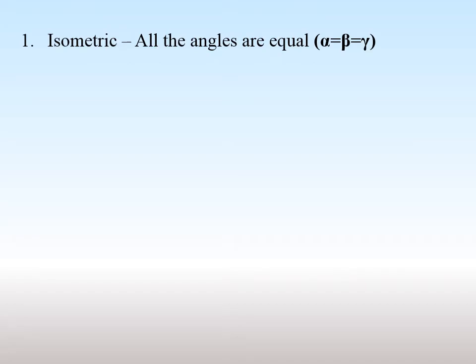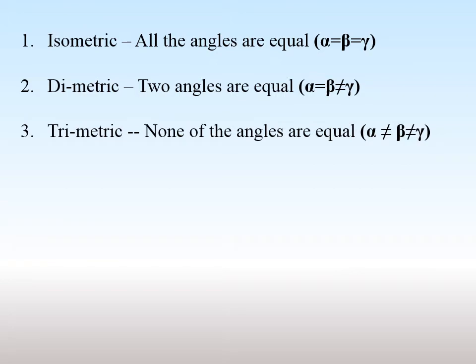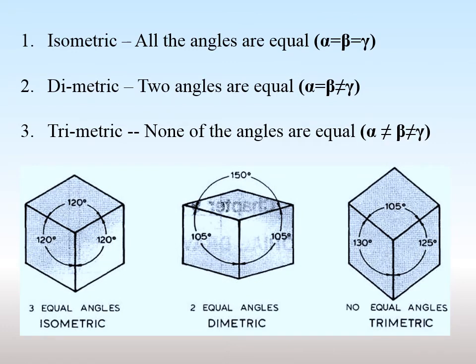Now we are going to see the difference between isometric, dimetric and trimetric. The isometric means all the angles are equal, alpha equal to beta equal to gamma. In dimetric, two angles are equal, alpha equal to beta but not equal to gamma. In trimetric, none of the angles are equal. This image gives a representation of isometric, dimetric and trimetric.